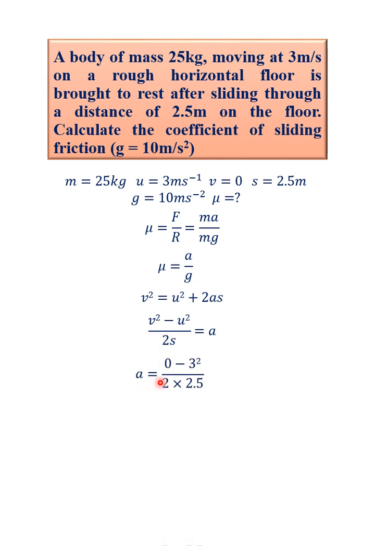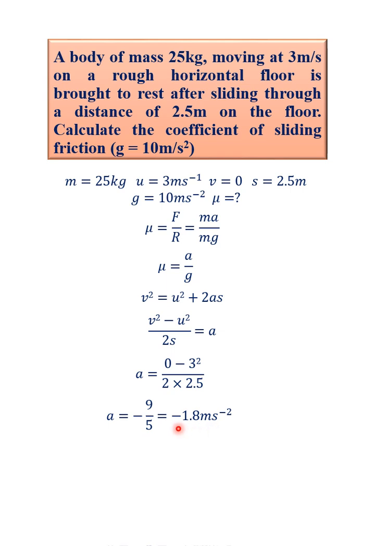So our a is equal to v is 0, so 0 square is also 0, minus u is 3, so we have 3 square, all over 2 times s, 2.5, all over 2 times 2.5. And that will give us a equals 0 minus 3 square, which is 9. 0 minus 9 will give us minus 9 all over 2 times 2.5, which is 5. Minus 9 all over 5 is equal to minus 1.8 meters per second square. So this is the acceleration with which the body slowed down.